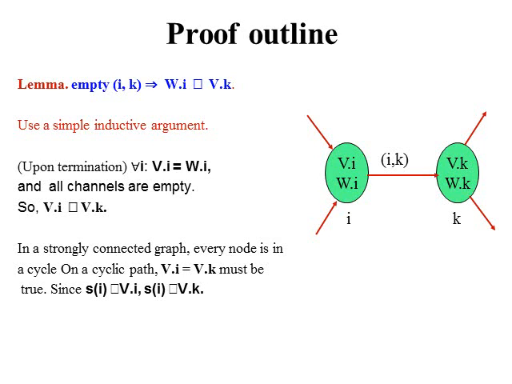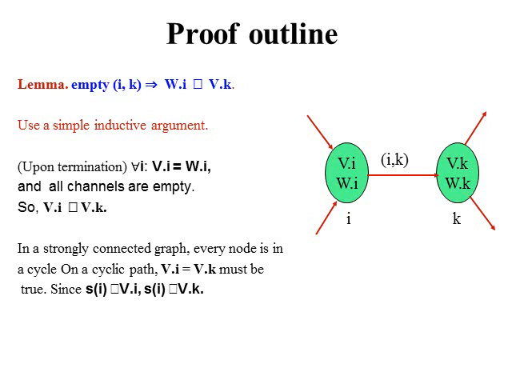So what does lemma 1 mean? Let's assume there are two processes I and K, and there is a directed edge from process I to process K. Then if the channel IK is empty, or the channel going from process I to process K is empty, it implies that the W set associated with process I is a subset or equal to the V set associated with process K.